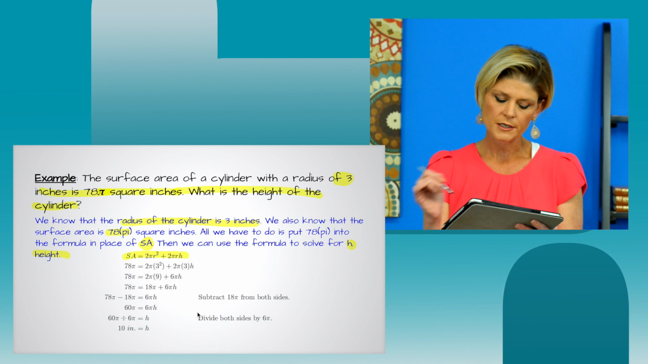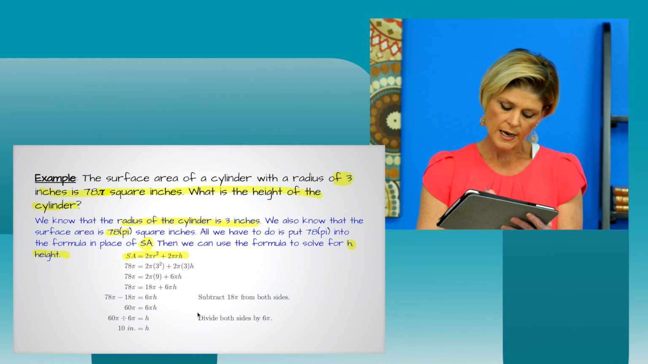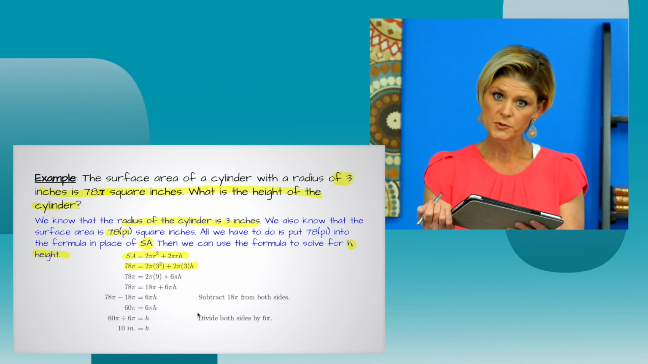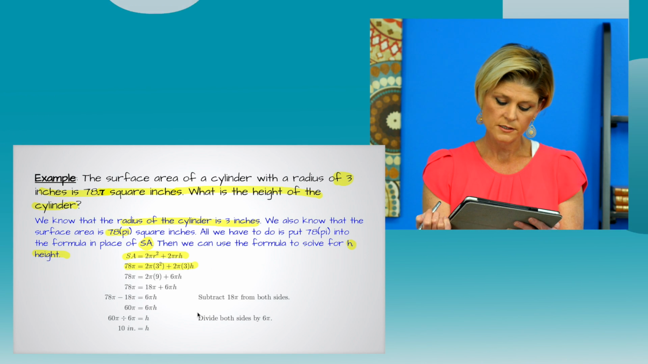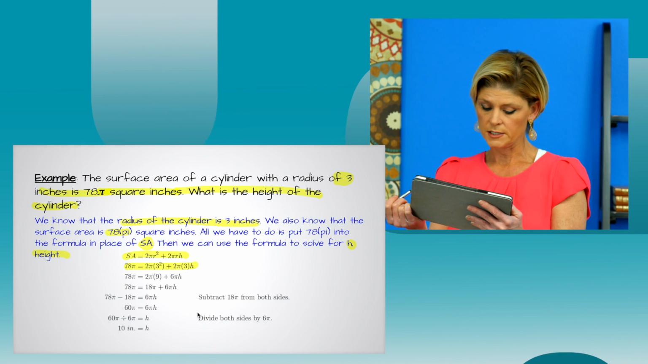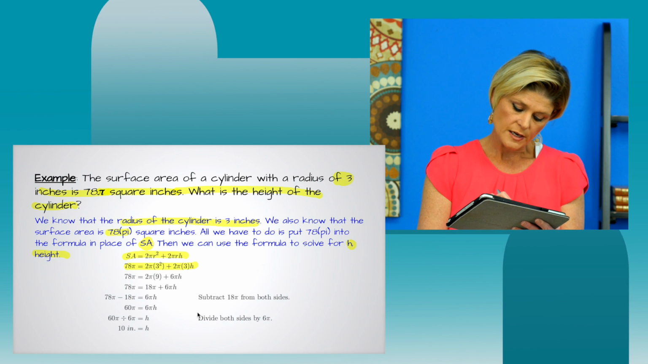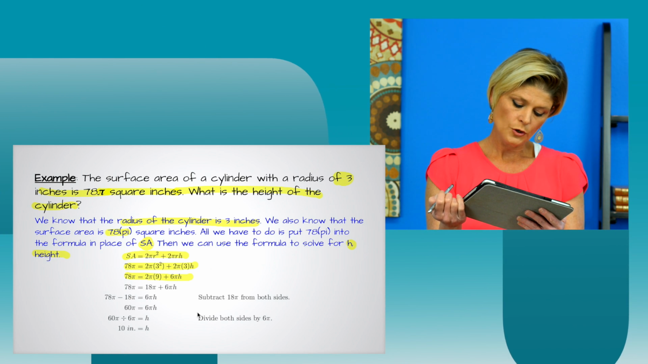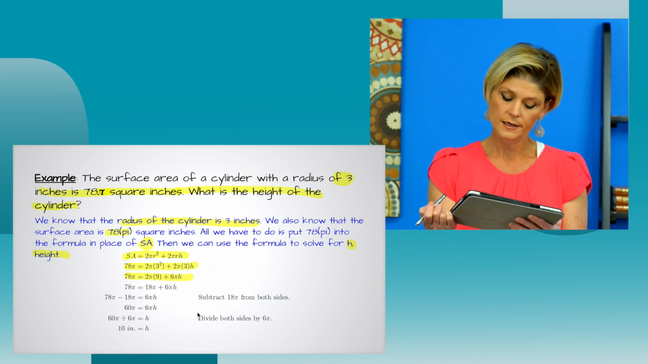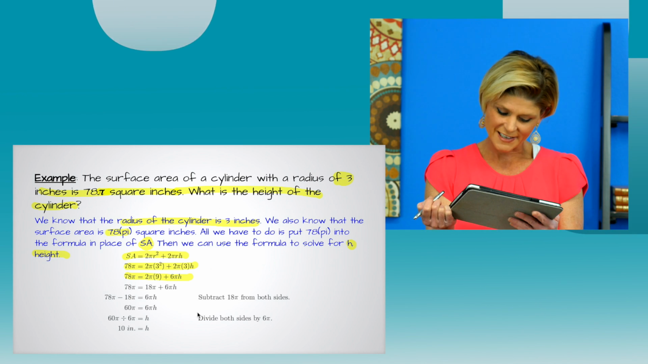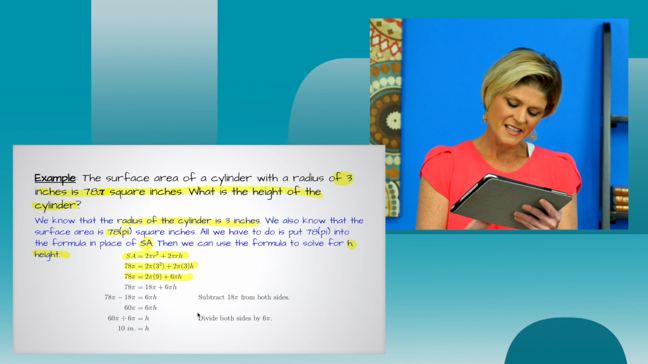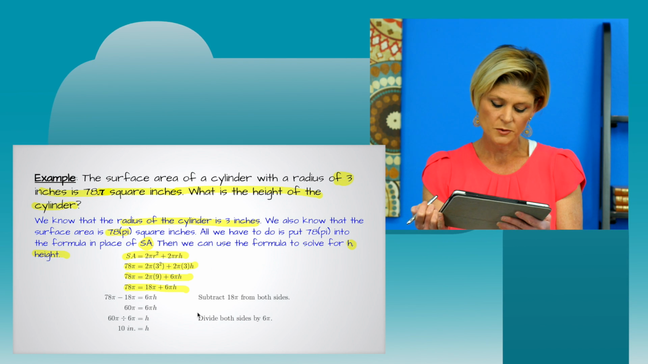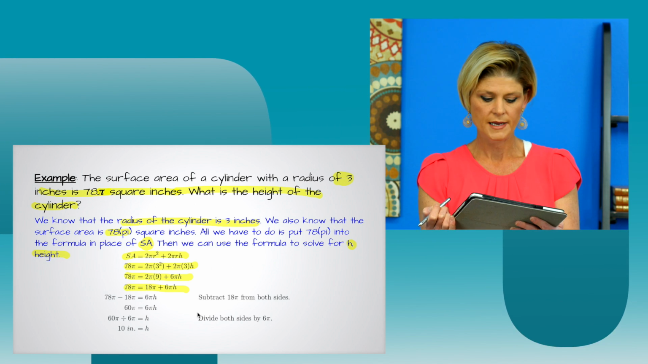Okay, now just plug in what you do know. 78 pi equals 2 pi times 3 squared plus 2 times pi times 3 times h. Okay, 78 pi equals 2 times pi times 9 plus 6 times pi times h. Okay, and then that gives us 78 pi equals 18 pi plus 6 pi h.